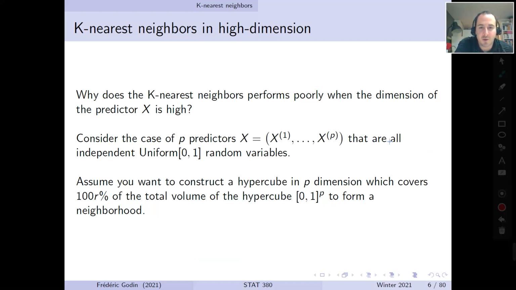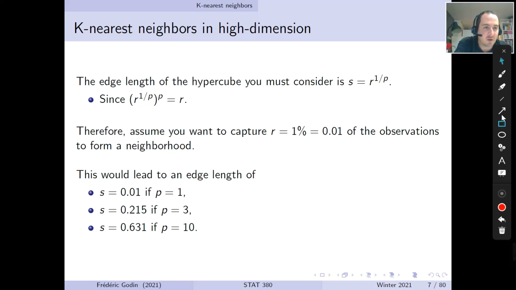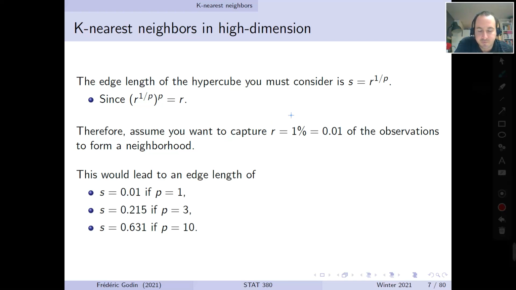So the question here is, what's the length of the edge of that hypercube you must consider to obtain that volume? Okay, so let's consider this. The idea, let's give the example in 1 dimension.